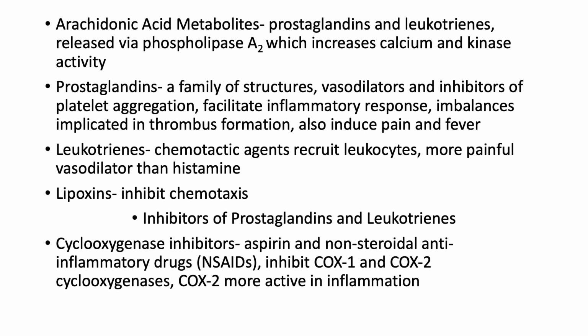Arachidonic metabolites include prostaglandins and leukotrienes. These are released via phospholipase A2, which increases calcium and kinase activity. Prostaglandins are a family of structures. They are vasodilators and inhibitors of platelet aggregation. They facilitate the inflammatory response. Imbalances are implicated in thrombus formation, and they also induce pain and fever.